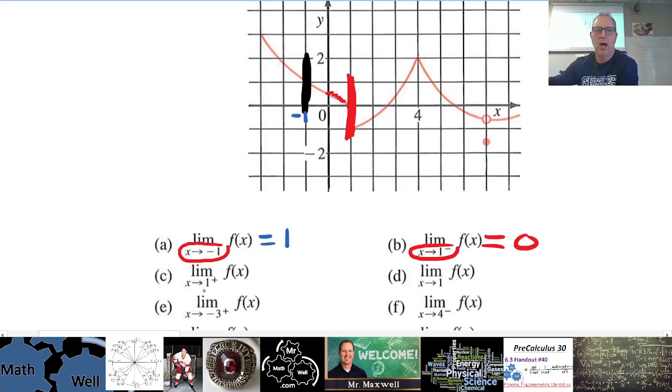Awesome. What about +1 from the right? Again, I block out x equals 1, and I look at the graph now. So from the right, as x approaches 1 from the right, what's the graph doing? It's approaching a value of -1. How you guys feeling about that?